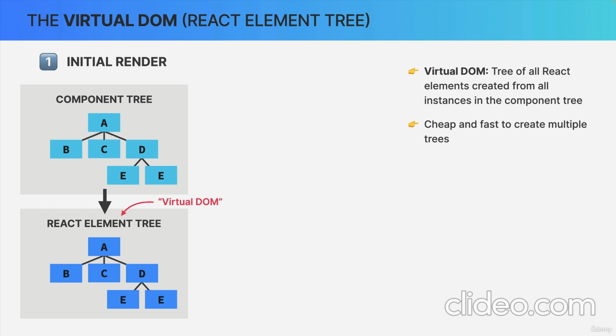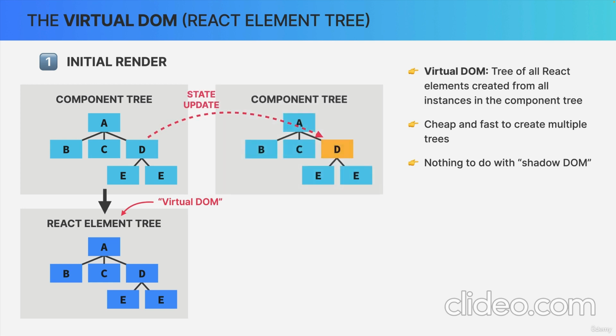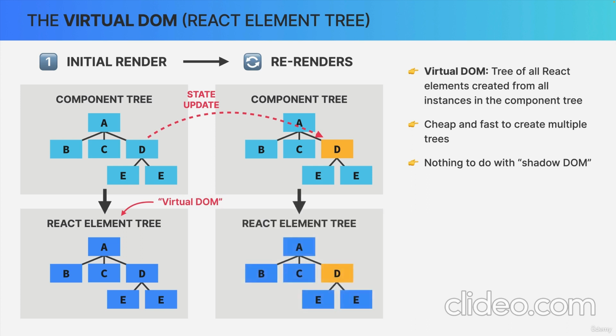Also, some people confuse the term with the shadow DOM, even though it has nothing to do with the virtual DOM in React. The shadow DOM is actually just a browser technology that is used in stuff like web components. But anyway, let's now suppose that there is going to be a state update in component D, which will of course trigger a re-render. That means that React will call the function of component D again and place the new React element in a new React element tree, so in a new virtual DOM.